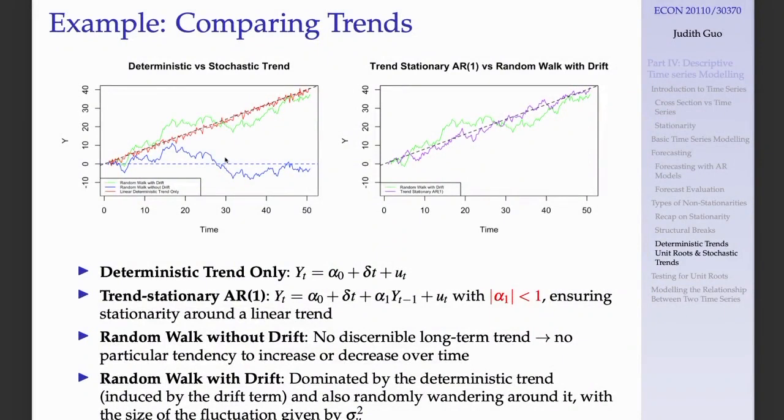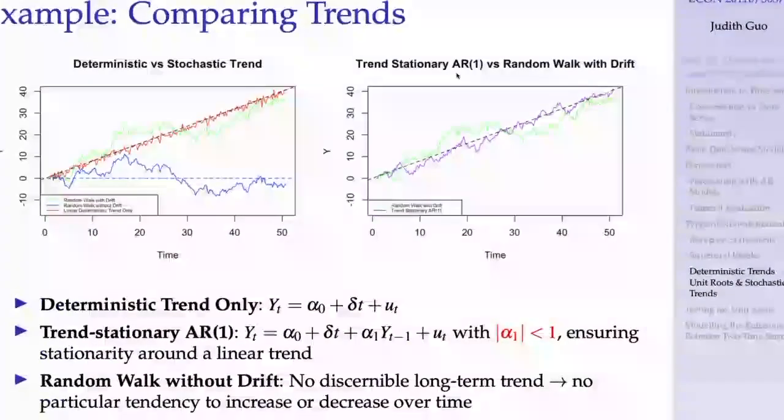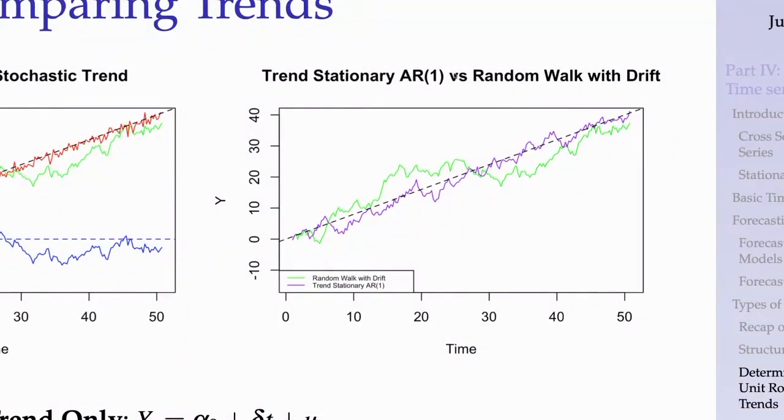And we can also see that on the right-hand side, we have a trend stationary AR1 versus a random walk with drift. Remember, random walk with drift is not stationary around the trend, whereas the trend stationary AR1 is stationary around the trend. We can see that the purple line, which is the trend stationary AR1, reverts back to the upward trend more often compared to the random walk with drift.